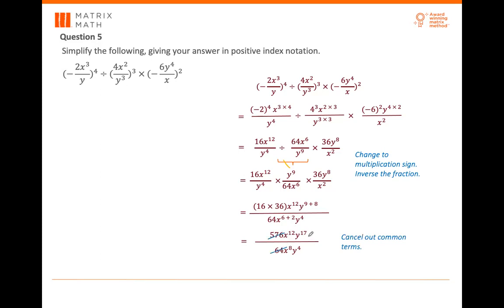So you can always cancel out the common terms. So this is 9, this is 1, and this will give you 4, and this will give you 13. So you will have 9 x to the power of 4 y to the power of 13.